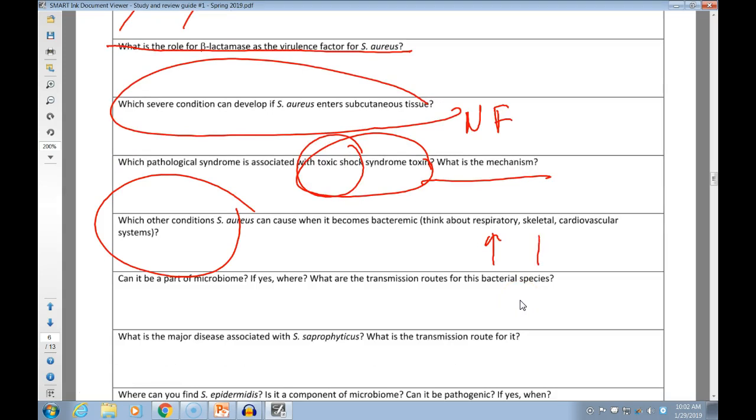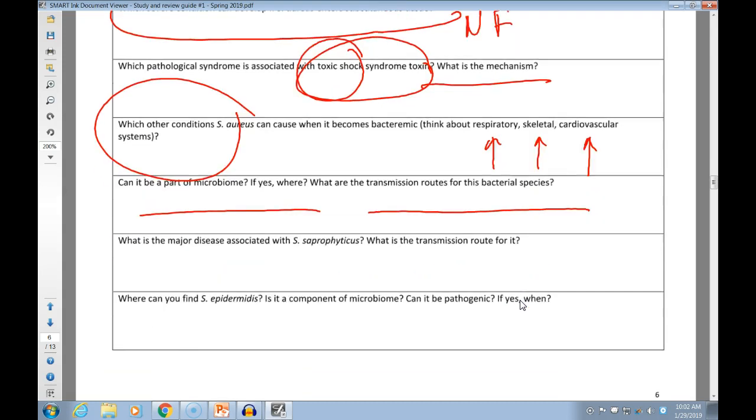Sinusitis, osteomyelitis, endocarditis. Can it be a part of the microbiome? Yes, usually in the respiratory tract. Transmission route: contact and respiratory.